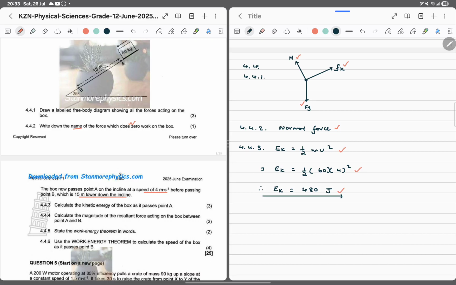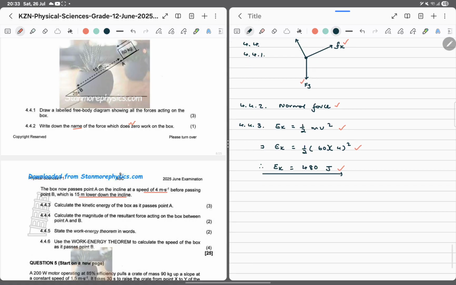Guys, these are just cheap marks. This should be just 2 marks, to be honest. It's a grade 10 question. Why on earth do we have a grade 10 question here? I don't know. I don't understand.